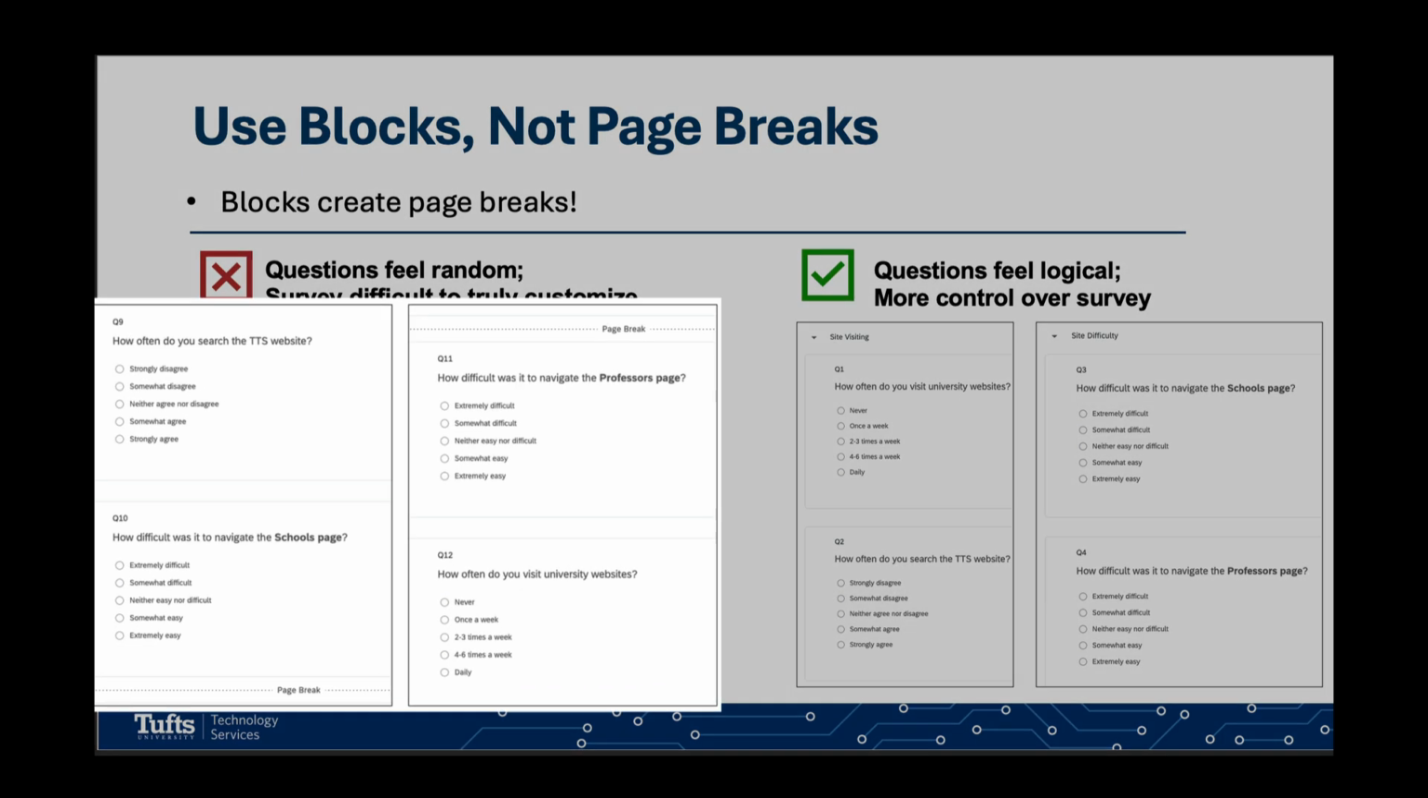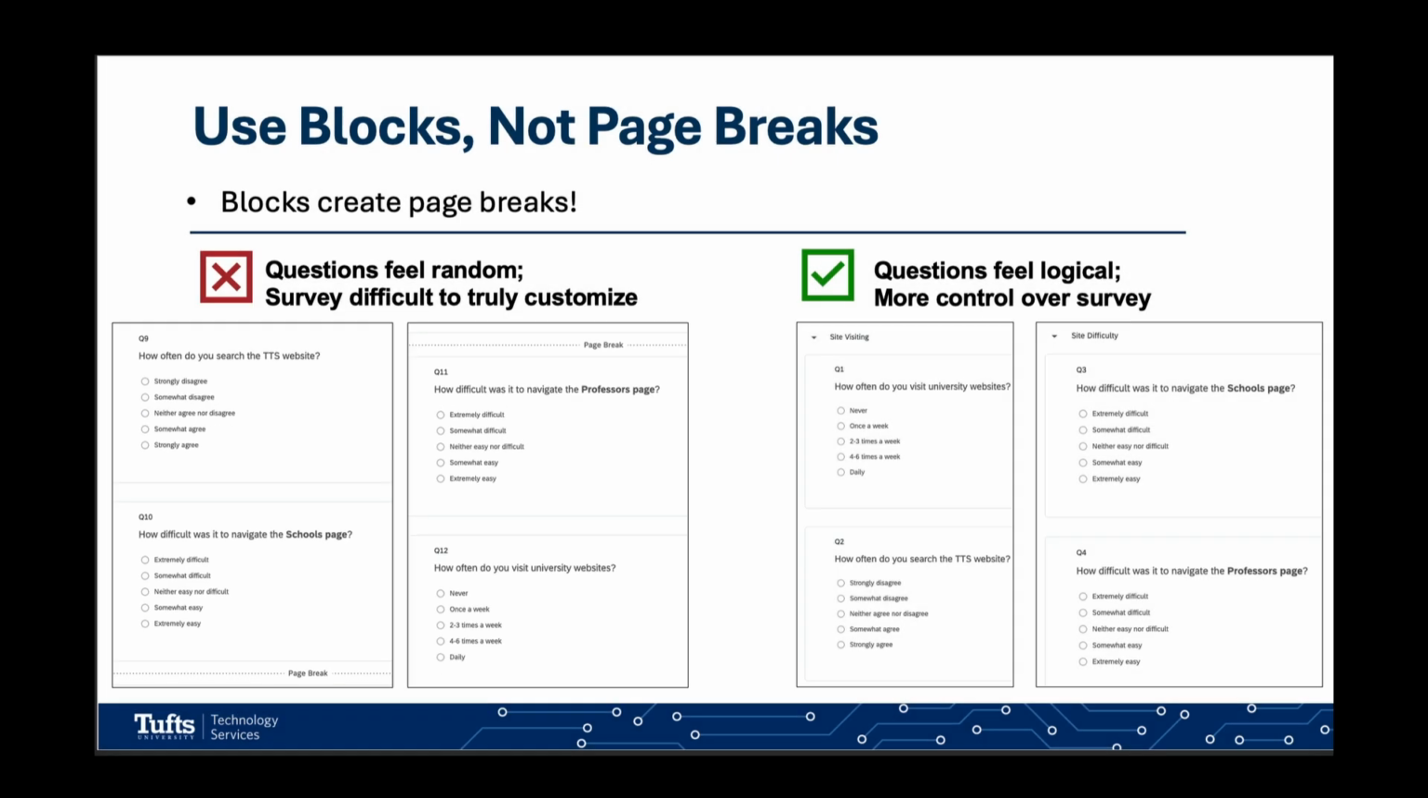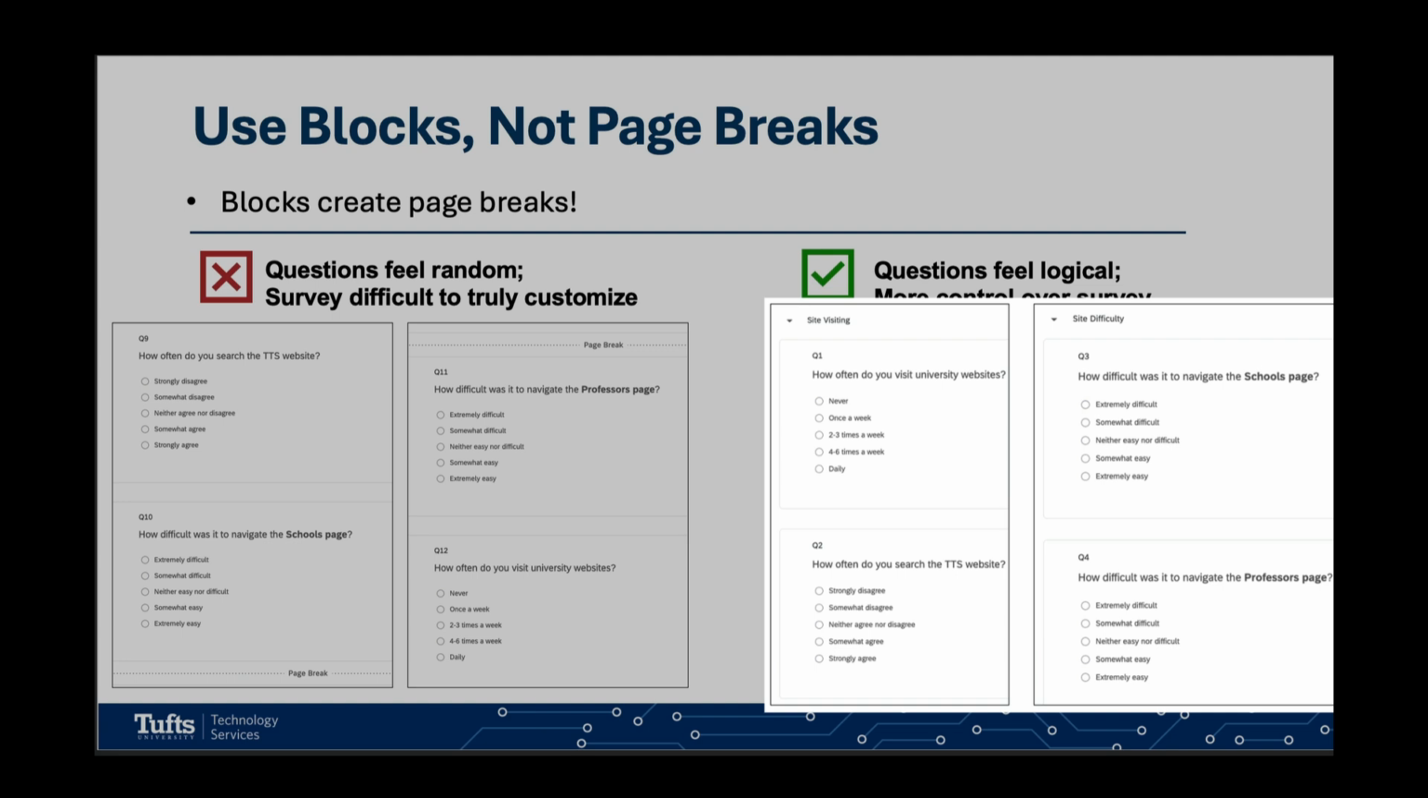If you have the first page of your survey, how often do you search the TTS website and how difficult was it to navigate the schools page? Then a page break, and then the next page has how difficult was it to navigate the professor's page and how often do you visit university websites? The way the questions are ordered and broken up between pages is a little jarring. Whereas if I'm using blocks, I can logically put all of the visiting websites questions in the first block, all of the site difficulty navigation questions in the second block, and it will still have a page break between them.